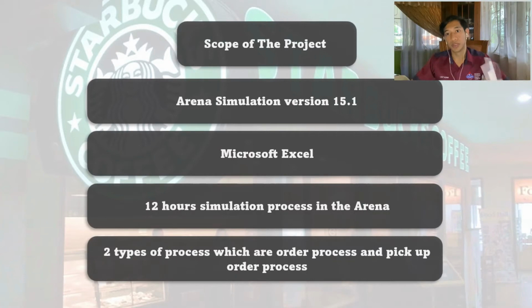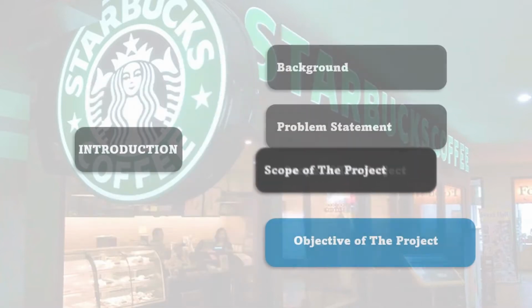The scope of the project is, first, we are using Arena Simulation version 15.1, Microsoft Excel, a 12-hour simulation process in Arena, and two types of main process, which are the order process and the pickup process. But bear in mind, due to several factors, this simulation could only be implemented for Starbucks in Malaysia.